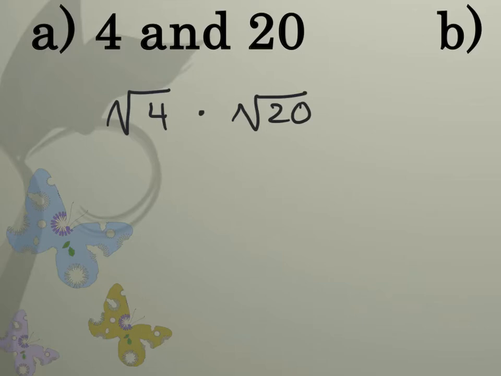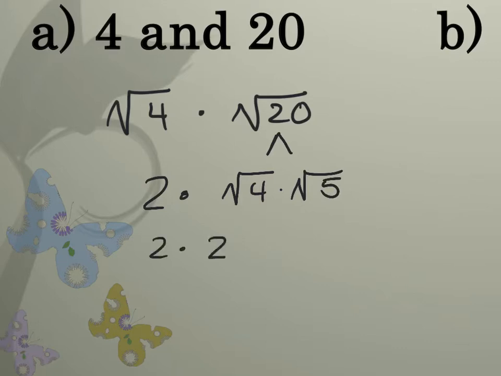You get, for 4, you get 2. And then that one doesn't break down, so you have to break it down. So then what I did, you can do 4 or 5. And then you get 2 square root of 5. What do I do with this? 2 times 2 times the square root of 5? 4 square root of 5.